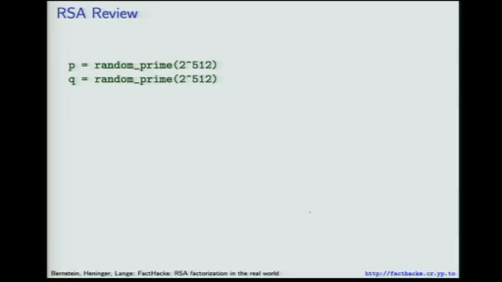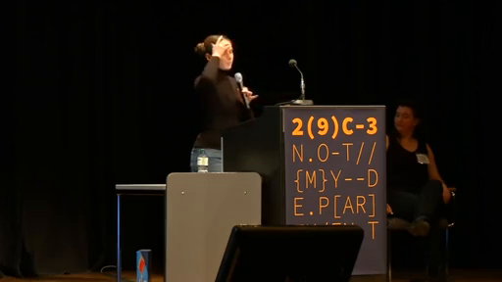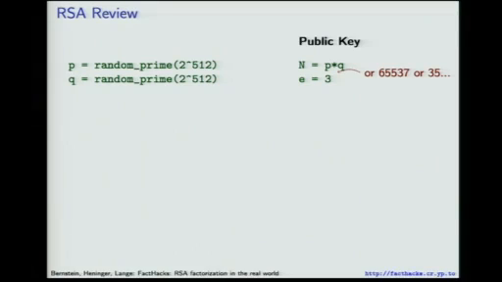Perhaps some of you have seen this before. In order to generate an RSA key, the first thing you do is generate two large random primes. If we want a 1024-bit RSA key, we generate two primes of size 2^512, so 512-bit primes, P and Q. In order to generate the public key, you multiply together P and Q, and you get some N, which has 1024 bits. Then you have what's known as the public exponent E, which you can choose to be 3 or 65537 or 35, or it really doesn't matter what you choose. These are some of the most commonly used values.